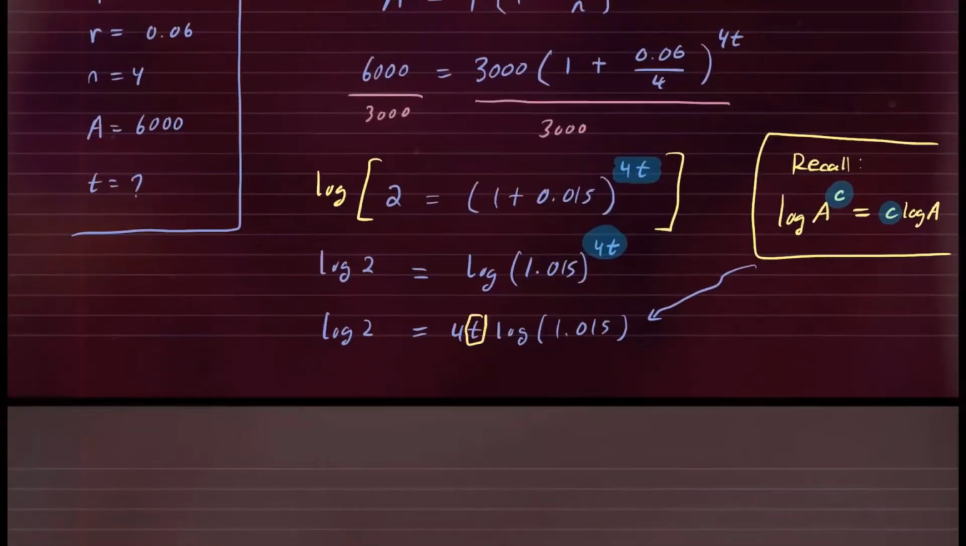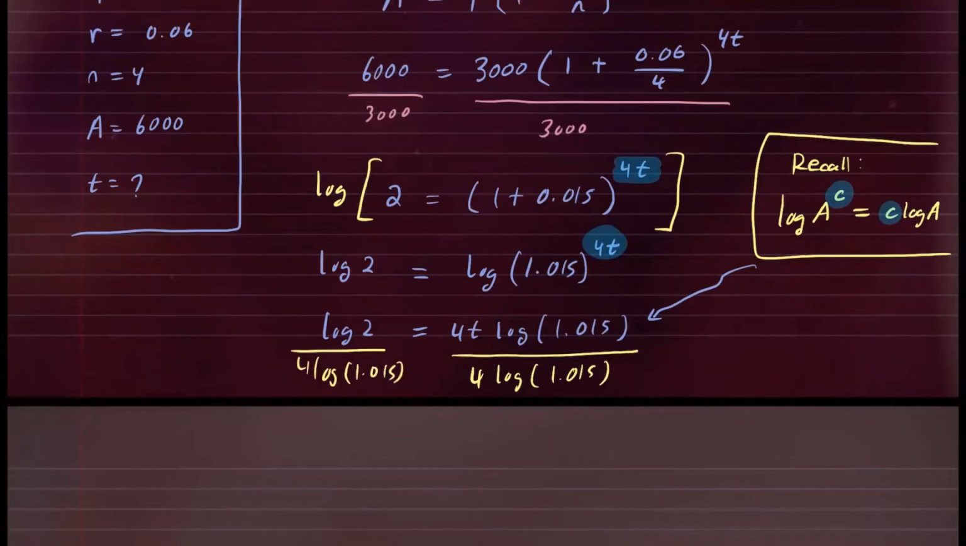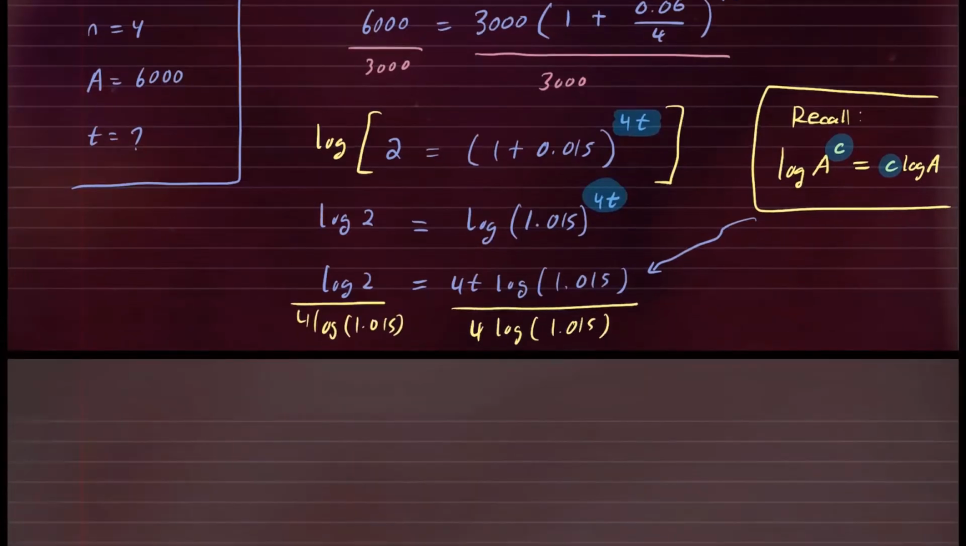It's trapped between 4 and log of 1.015. That's just a number. So to isolate that, my last step would be to divide by that number, which is 4 log of 1.015 on both sides, of course. This is log of 1.015. And this would give us what t is. So on the right side, we have t is equal to log of 2 over 4 times log of 1.015. So that is the time.